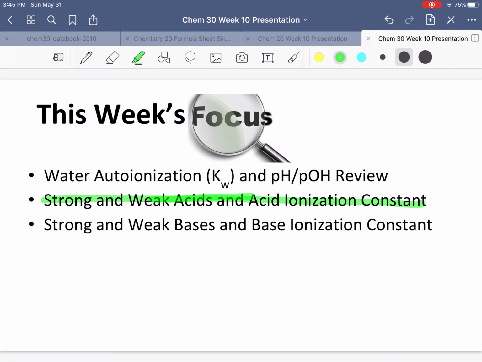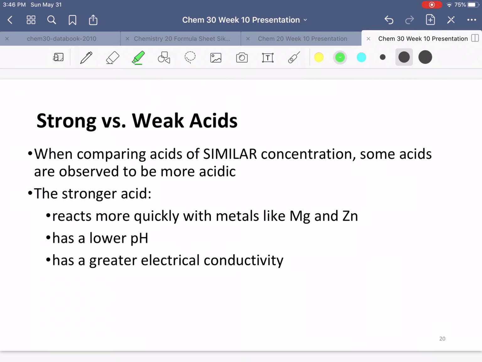We're now continuing on into strong and weak acids, which, to be honest with you, is a review again of Chem 20. But relating this to an acid ionization constant, that's definitely new. Now, it's an acid ionization constant. And even though that sounds all fancy, really it is an equilibrium constant associated with the equilibrium law of an acid. Okay, so first of all, let's, like I said, review a little bit.